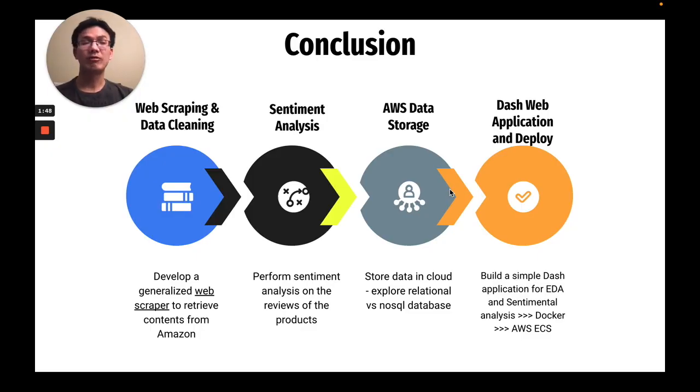To make a conclusion for this project, we have four major sections. The first is the web scraping. After that is done, we did a sentiment analysis on the reviews and the ratings. And the data is stored in the AWS database. And then we also put everything together in a Dash web application and deploy that into the cloud.